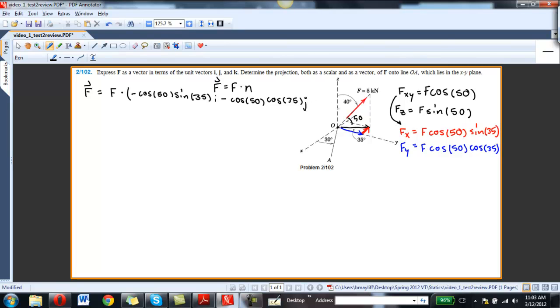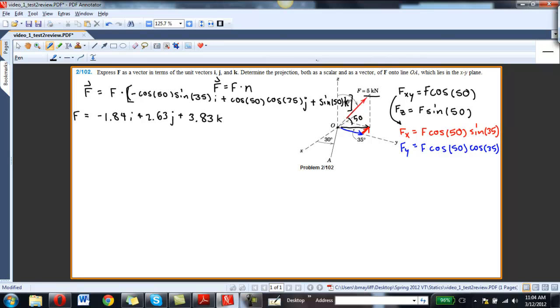And then k is going to be positive, so plus sine 50. That sort of ran on a little bit, but it shouldn't be too difficult to solve, seeing as F is 5 kilonewtons. So, just plugging in the numbers, I'll just do that quickly. And a little mistake there: actually the y's are going to be positive. Just remember that. So this is what we get for F in terms of the unit vectors.